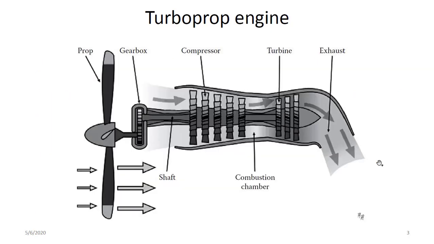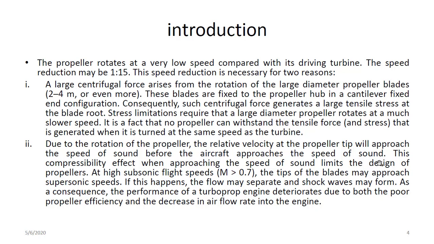This is a schematic of a turboprop engine. You can see the propeller and a gearbox that reduces the speed, and you've got the inlet, so everything is similar to a turbojet. You've got a turbine, compressors, the combustion chamber, and the exhaust where the nozzle is.